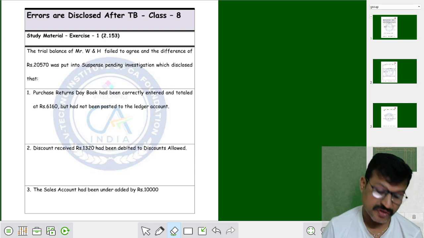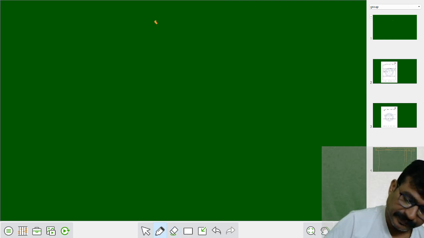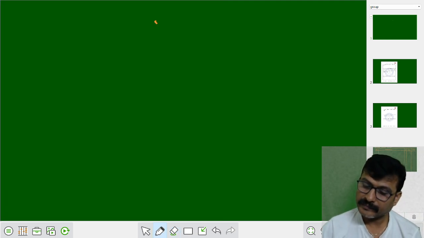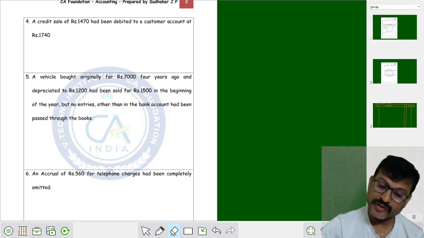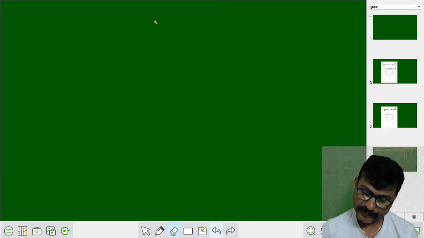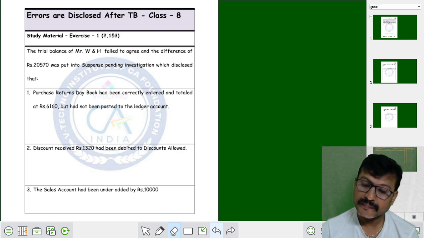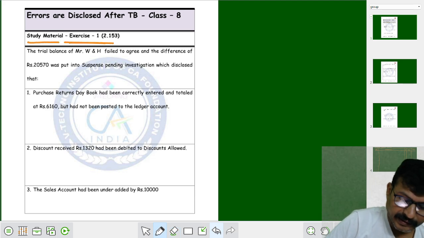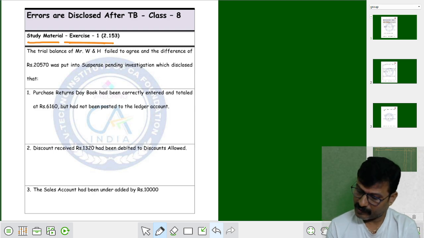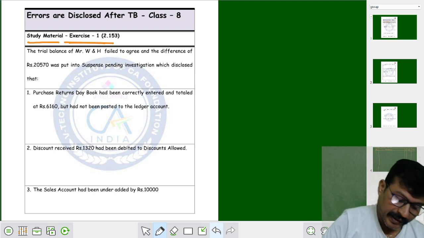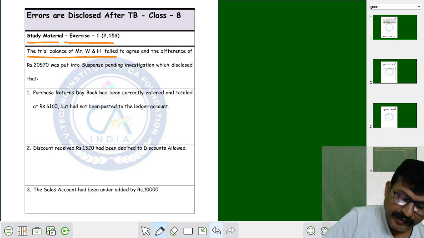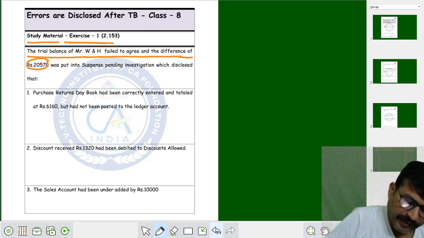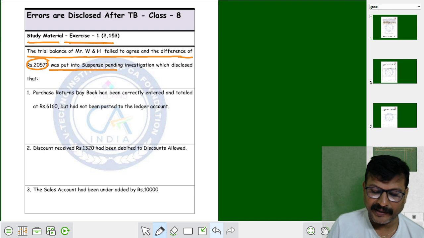See this question, the class 8th question, is asked from CA study material exercise 1. Am I right? See what happened here. The trial balance of Mr. WH failed to agree. The difference of 20,570 was put into suspense pending investigation.